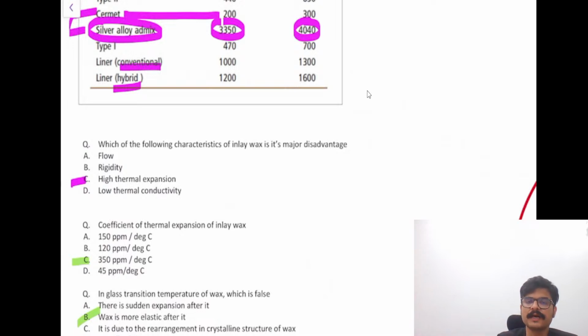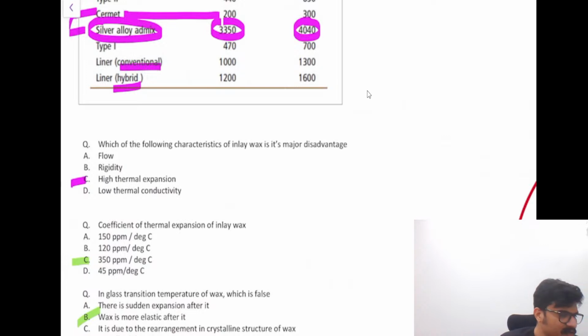But guys, you need the flow of wax because you want it to flow when you're taking the wax pattern. You want it to flow to all the line angles and point angles and all the minute details of the cavity prep, right, guys? So obviously that is something that is required. It's a necessary evil, right? So the best answer here is thermal expansion only.